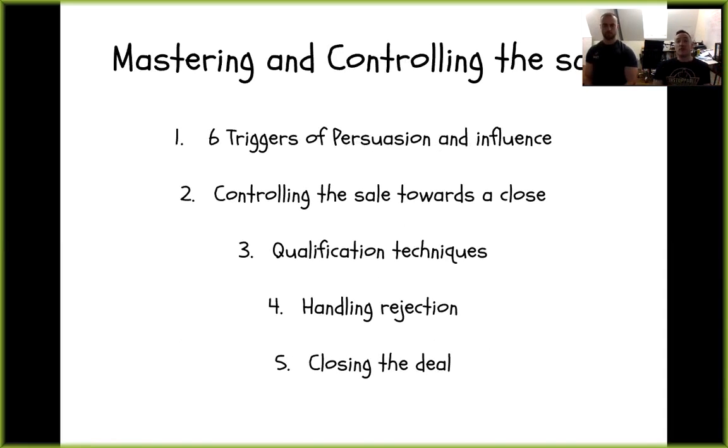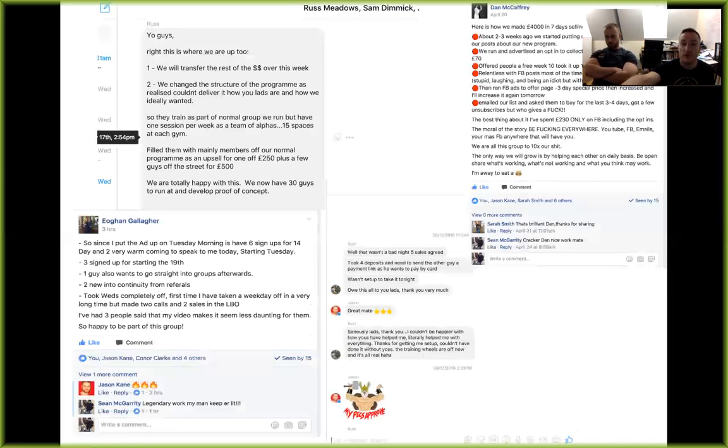We're also then going to be going through mastering and controlling the sale. So there's 6 triggers of persuasion and influence that you need to know. Then we're going to be talking about controlling the sale towards a close, qualification techniques that we use, how to handle rejection, like the "I'll think about it" one, and loads more. And then finally closing the deal, getting people to say yes. We'll be going through all of that stuff here.